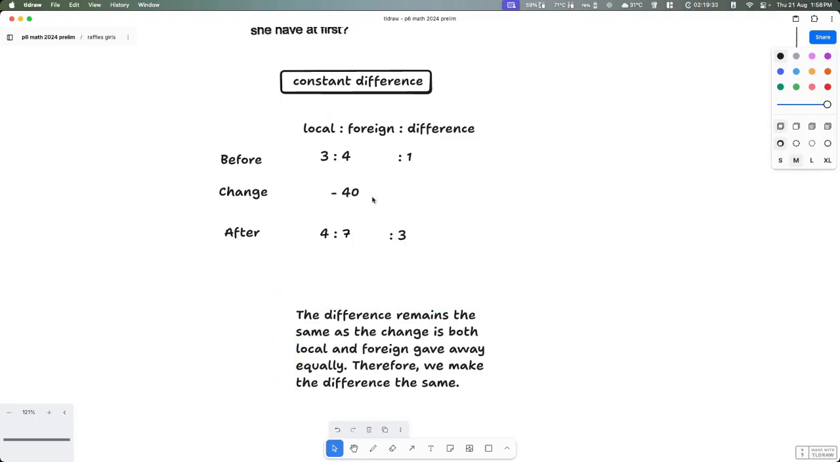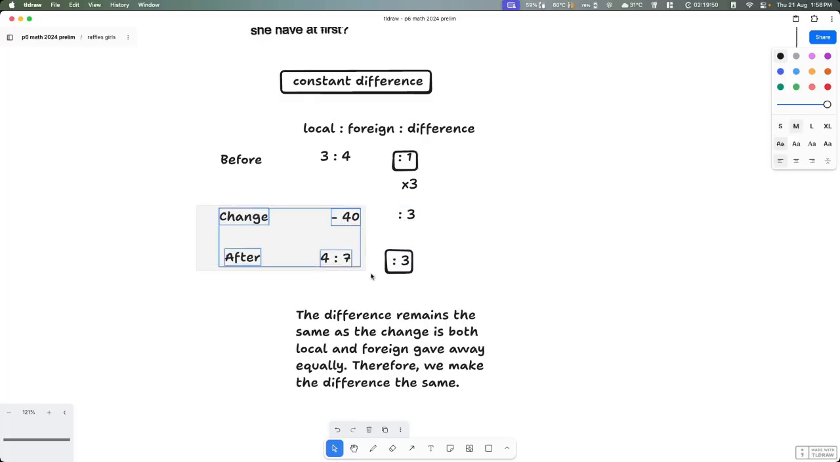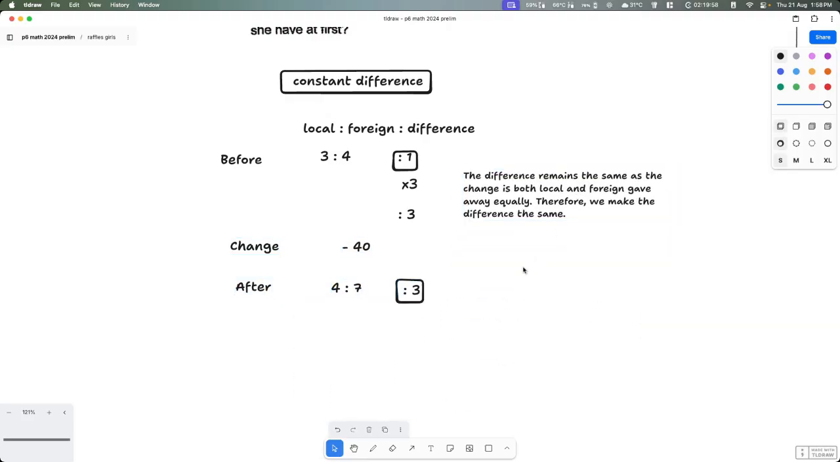So in this case, we need to multiply this by 3. So this one, and this one. That means this difference will then become 3, right? Let me put the change and everything else below, make this small. Then we multiply this by 3 and 3 as well. So this is 9, right? 9 is to 12. That's what we see over here.